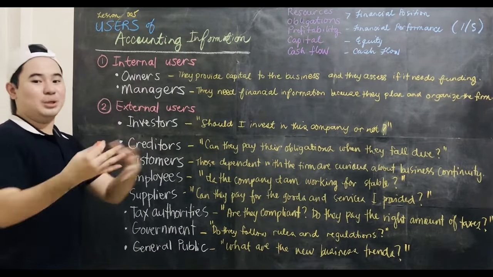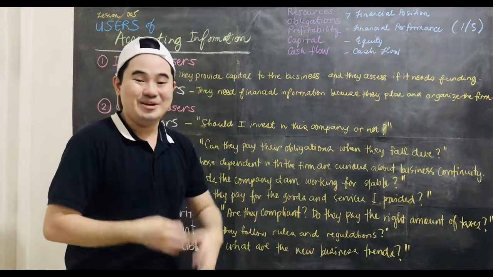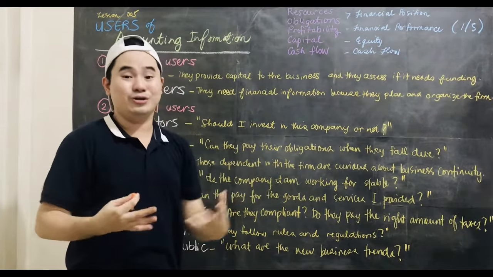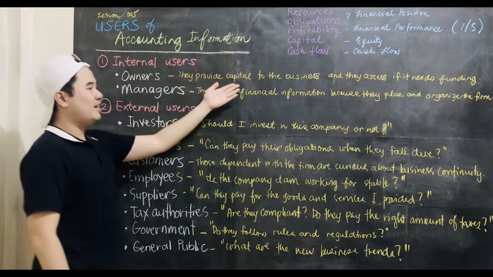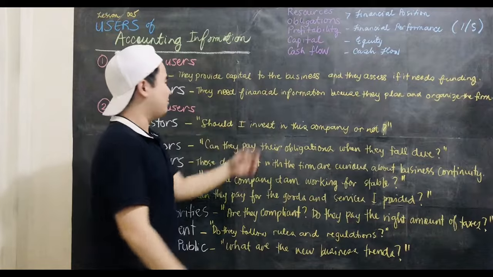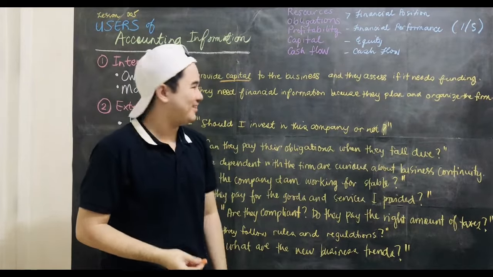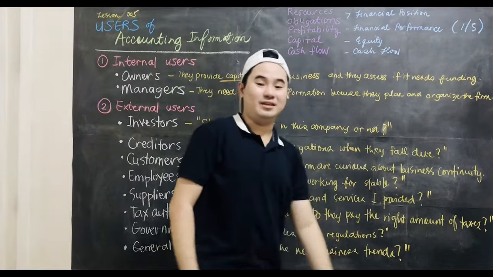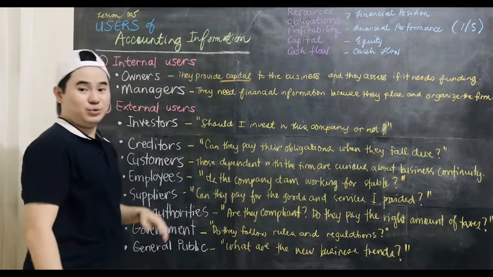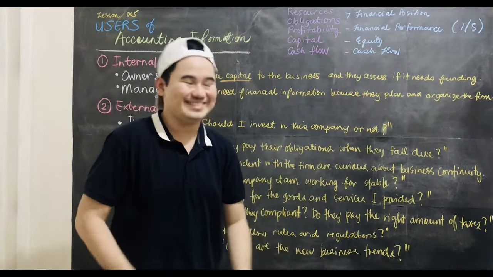This is not a question anymore. When you are the owner of a company, you really need the accounting information because you are curious about how your company is doing. Okay? So owners provide capital to the business. Remember that they are the sources of the company's capital, and they assess if it needs additional funding. And also, as owners, you want to know how your business is doing, right?